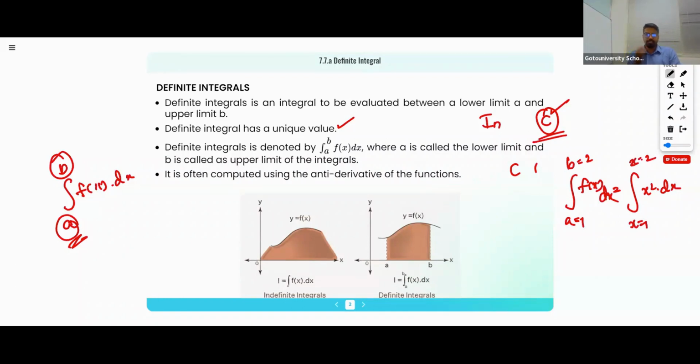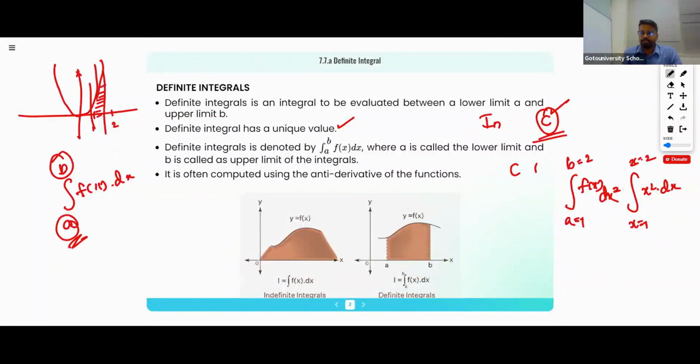So what it is suggesting is, this is a parabola with the y-axis, and x is equal to 1 here, x is equal to 2 here. So if I want to find the area under this function between x equal to 1 and 2, what is the area? This is the meaning of this.